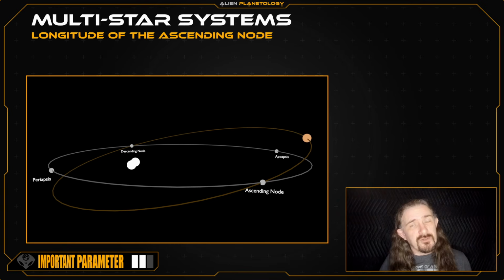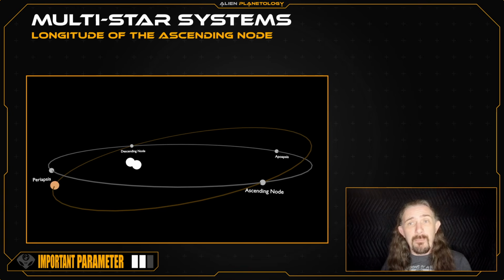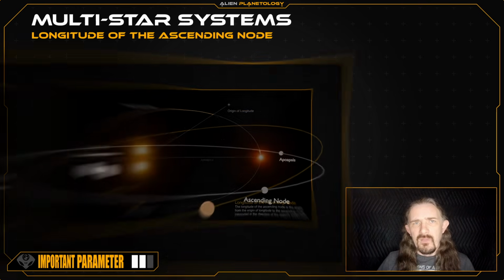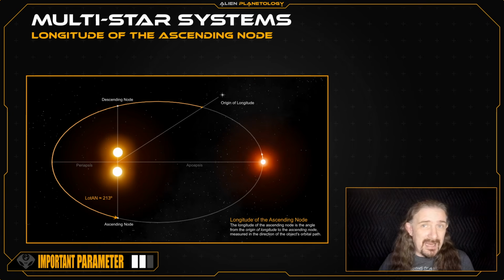While these nodes have some extra significance in astronomy, for our purposes, we will just be using the ascending node as a point of reference for aligning the system. The longitude of the ascending node is therefore just the angle between the origin of longitude and the ascending node. The origin of longitude is just an arbitrary reference direction that acts as a 0-degree mark for these angle measurements. I will likely make a video about the origin of longitude in the future, but for now you don't need to worry about it. Just pick whatever direction you want to represent 0 degrees and then decide the angle at which your star will orbit relative to that, measured in the direction of the orbit.